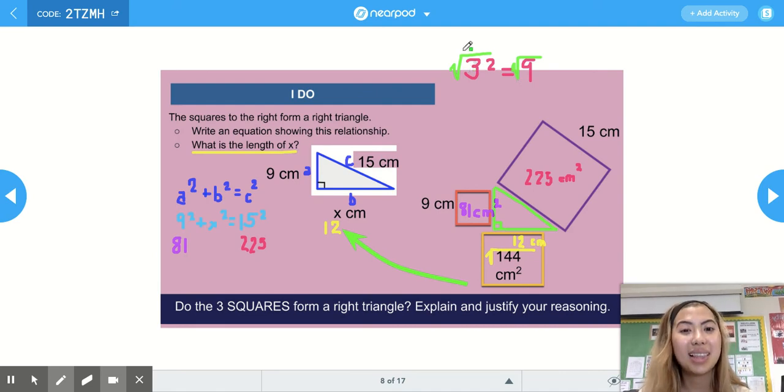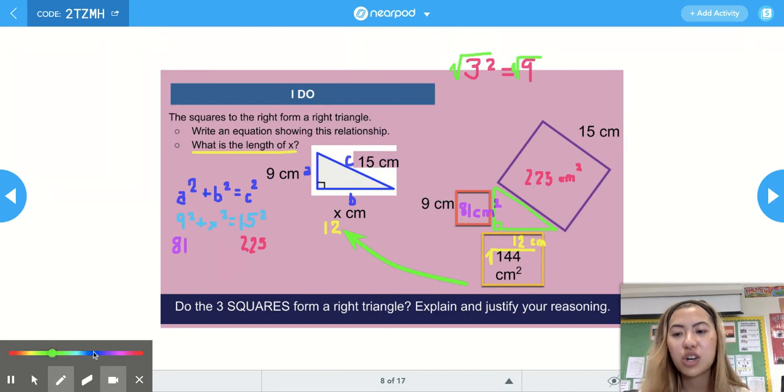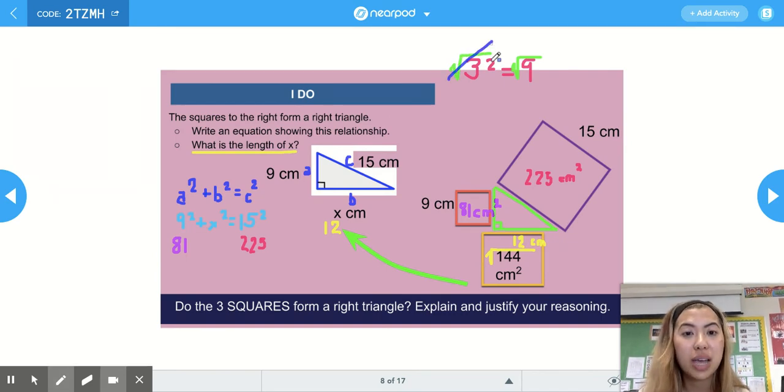But on this left side right here, we have the square root symbol as well as the square symbol. And we just have to know that when we have those two together, they cross out. So we're just left with 3 is equal to the square root of 9.